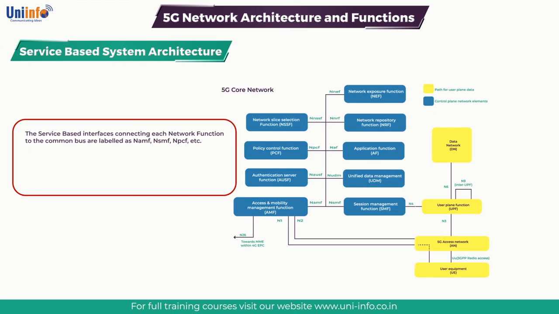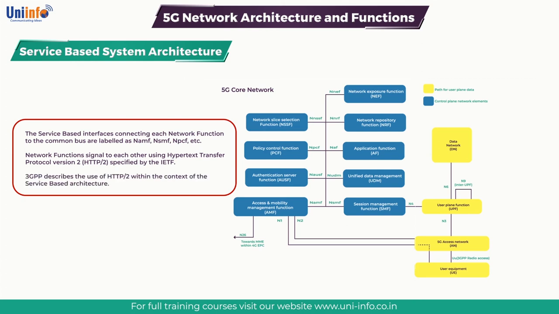The service based interfaces connecting each network function to the common bus are labeled as NAMF, NSMF, NPCF, etc. Services are provided and consumed using these interfaces. Network functions signal to each other using Hypertext Transfer Protocol version 2 (HTTP2) specified by the IETF. 3GPP describes the use of HTTP2 within the context of the service based architecture. The HTTP2 protocol defines methods for signaling between network functions.